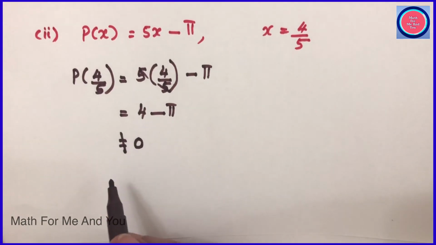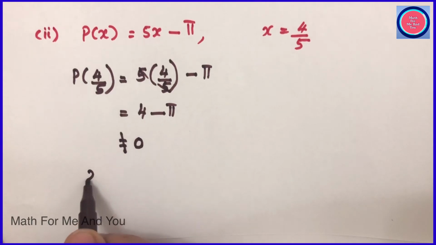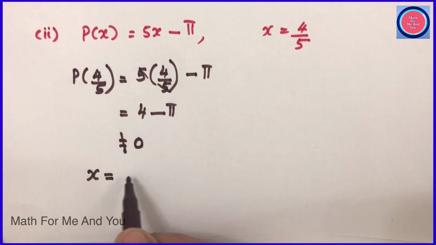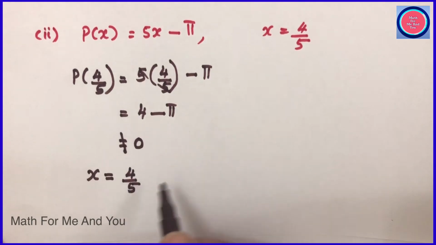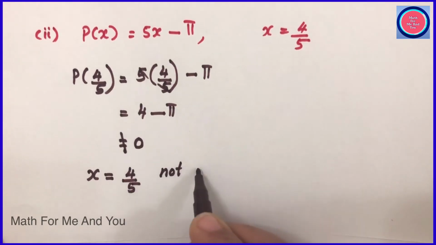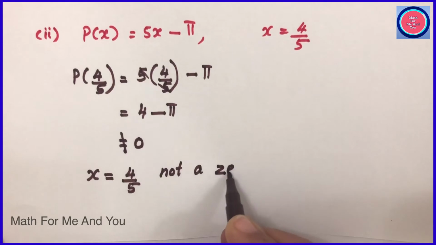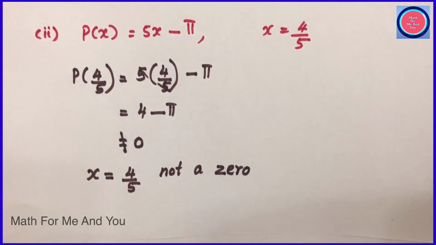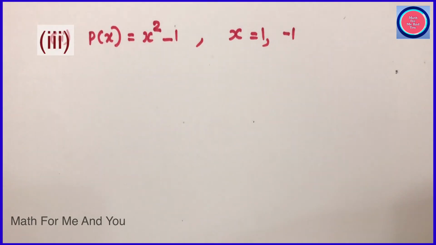So as a result we can write that the given number 4 over 5 is not a 0 of the polynomial 5x minus pi. When we substitute, if the answer is not 0, then we say it is not a 0. Next polynomial is P of x equals x square minus 1.